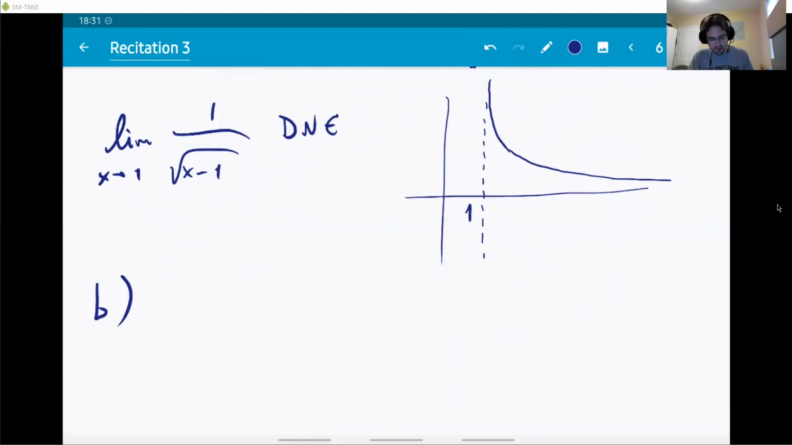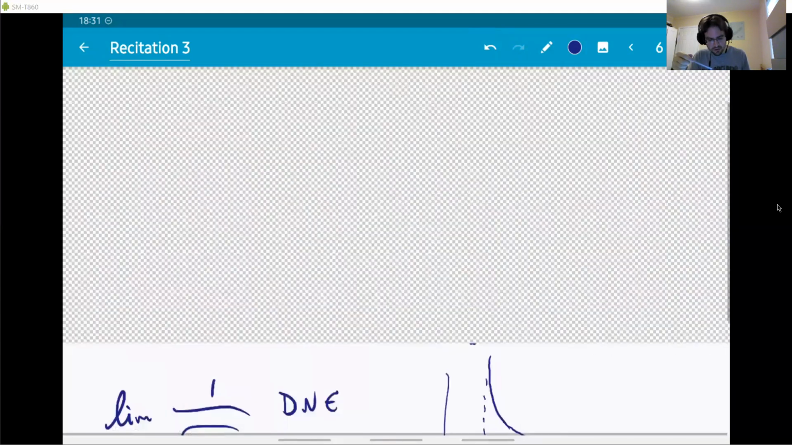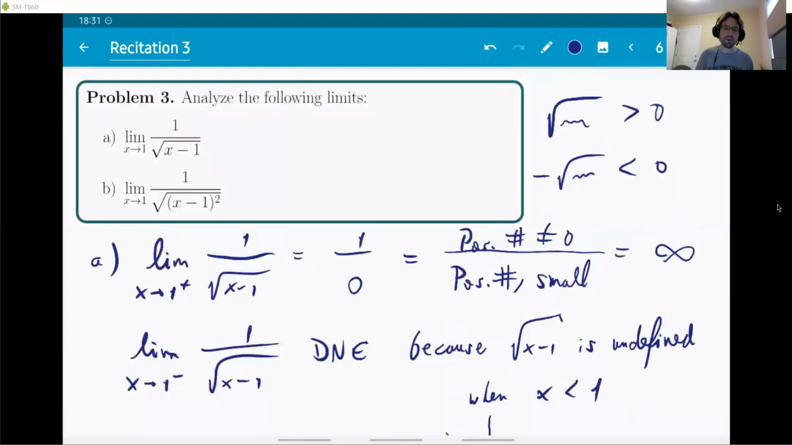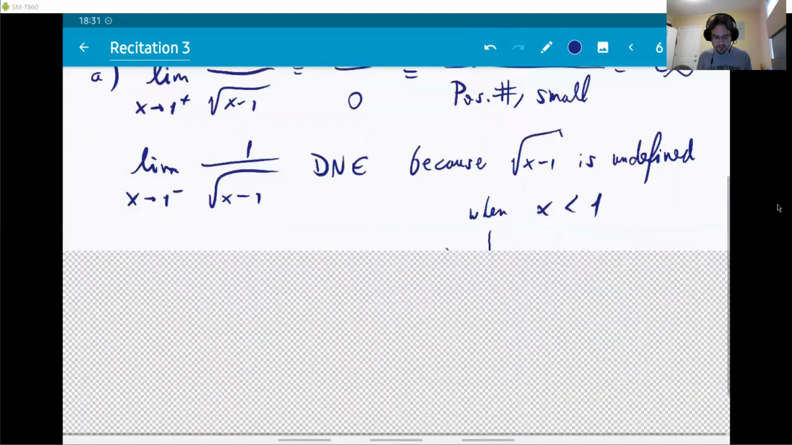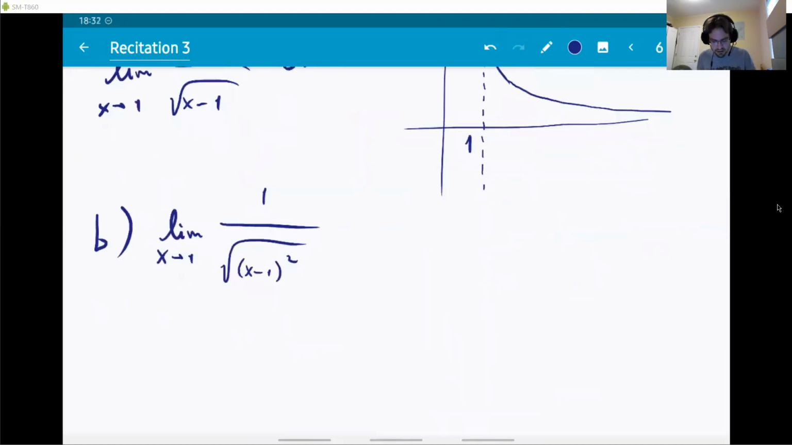Item B now is almost the same, but the number inside of the square root is squared. So you have x minus 1 squared now. And that's going to make a big difference here. What happens here? Well, please do not say this. You should always remember this, by the way.